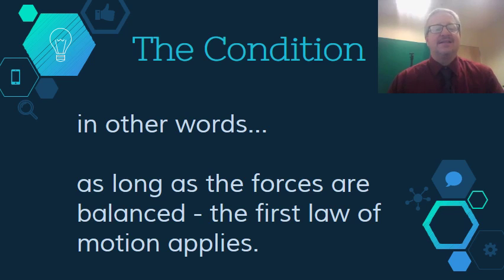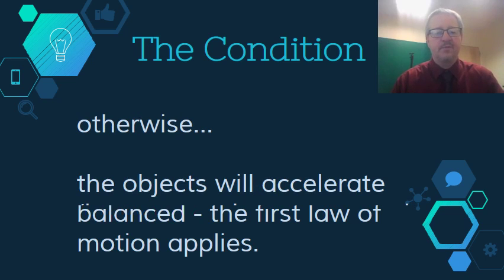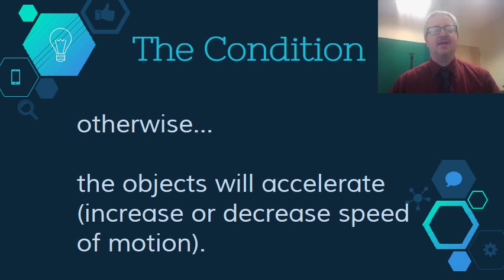Another way to think about this is to say, as long as the forces are balanced, the first law of motion applies. Okay? Unless. That's the condition. And Newton was smart enough to realize that the rule worked, but there was an exception to the rule, and that's when an unbalanced force comes into play, a net force, if you will. So if that exception doesn't come into play, if there's not a net force or an unbalanced force, then the objects will accelerate continually. They'll increase or decrease their speed of motion.